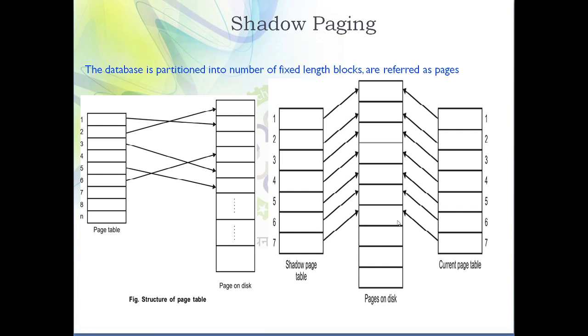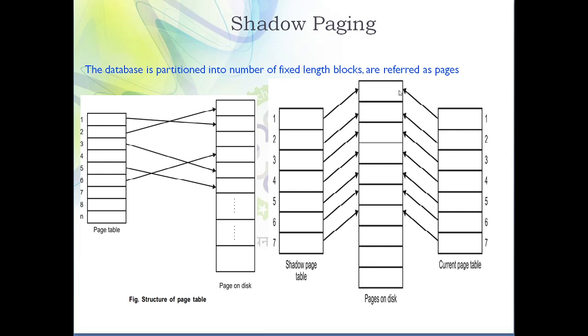Initially, these are the pages on the disk, and the current page table and shadow page table are the same. Okay, so this is pointing to page 1, and this is also pointing to page 1. When we want to make a particular change, wherever there is unused memory, the current page table will change the address of this particular page and bring it to another position. For example, the shadow page table is pointing to this, and the current page table was also pointing to this.